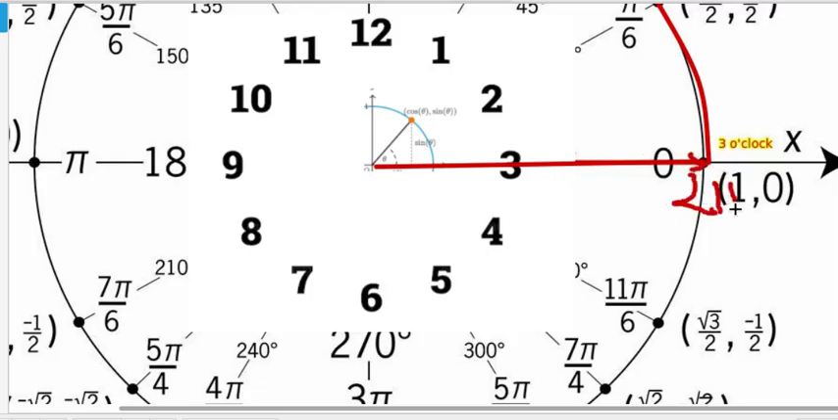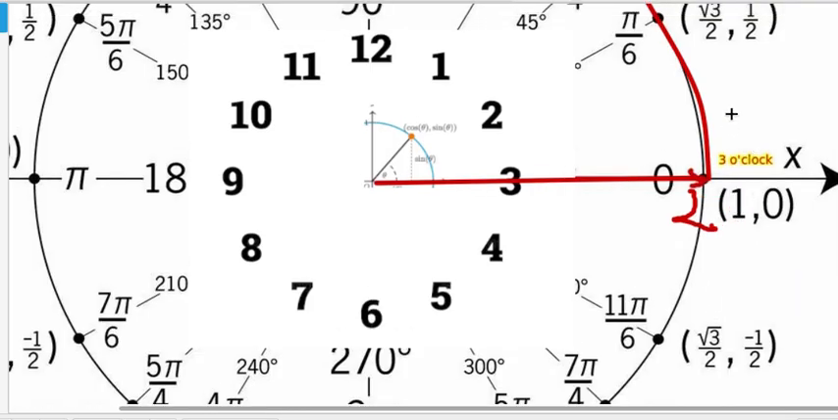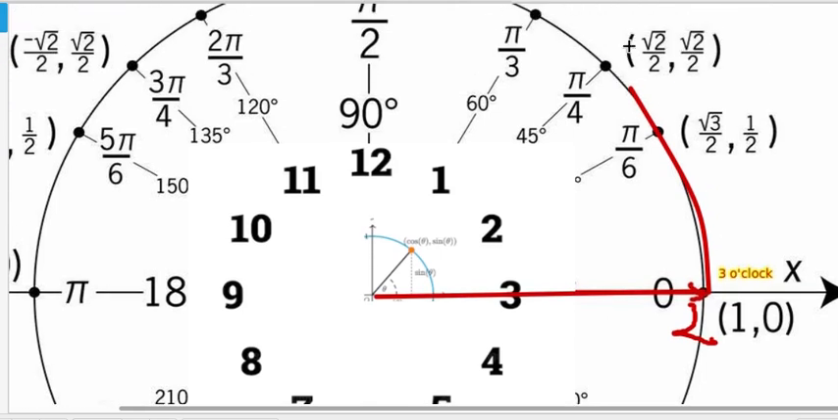Key intermediate angles and their coordinates. To describe the angles between these main positions, let's explore the intermediate points on the clock face. The coordinates for these points involve the square root of 2 divided by 2, which is approximately 0.7.